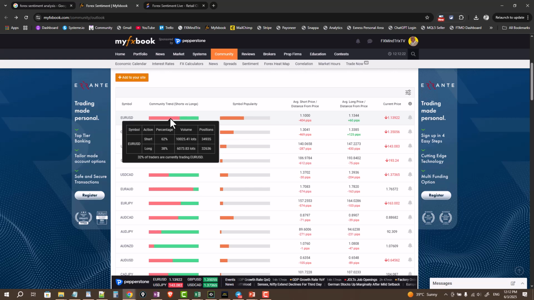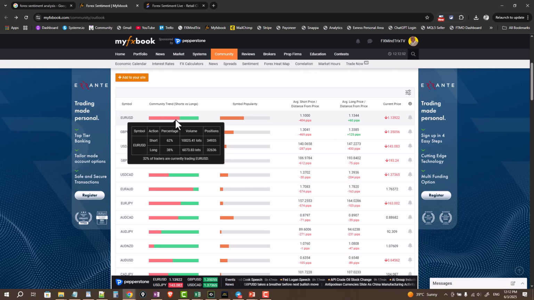Now, knowing this percentage is one thing, but also having the stats behind it showing you that, okay, this is the cumulative volume that these traders are trading, is actually also a very good piece of information that you would want to have, because this is telling us that the people who are short on the Euro USD in their community are actually shorting it with over 10,000 lots. That's a lot. That's a lot of people, okay? And that's probably going to cause some movements in the market.